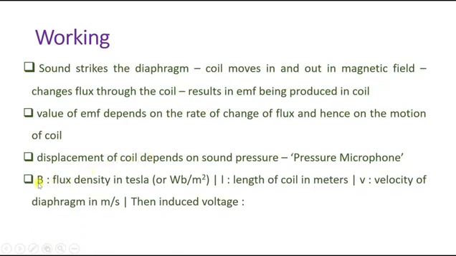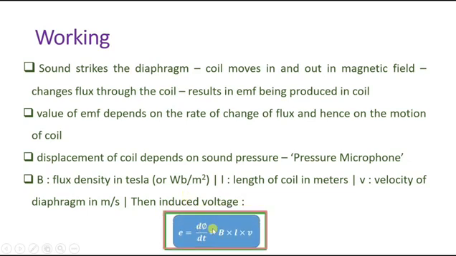So here the magnetic field is B, the length of the coil is L, and the velocity of the diaphragm is V, so it will generate an EMF, that is the rate of change of flux with respect to time, which equals B cross L cross V. So it is BLV. That much EMF gets generated because of the sound pressure applied on the diaphragm. That is how this moving coil microphone functions. Its EMF, the rate of change of flux with respect to time, equals BLV.